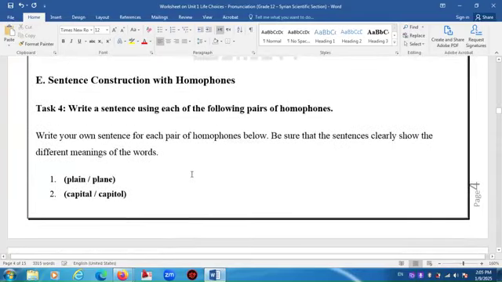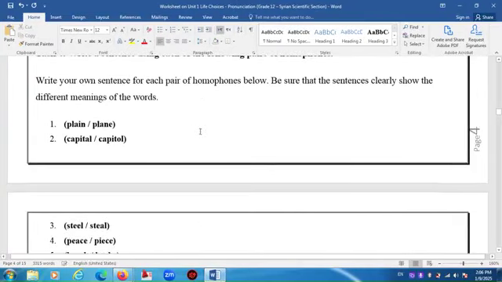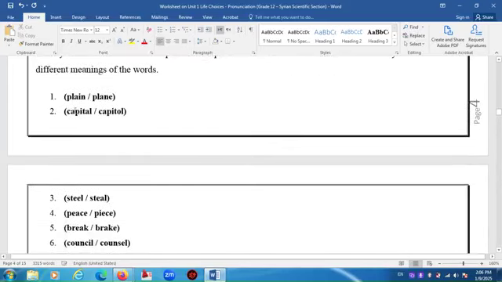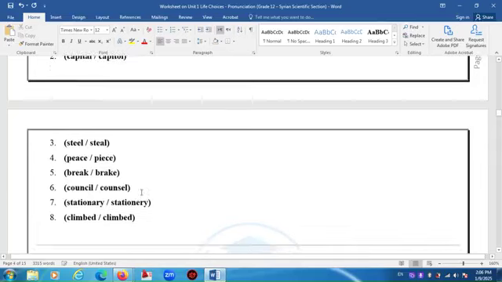Now, E, sentence construction with the homophones. Write a sentence using each of the following pairs of homophones. Write your own sentence for each pair of homophones below. Be sure that the sentence clearly shows the different meaning of the words. You have plane, capital, steel, peace, break, council, and the stationery.